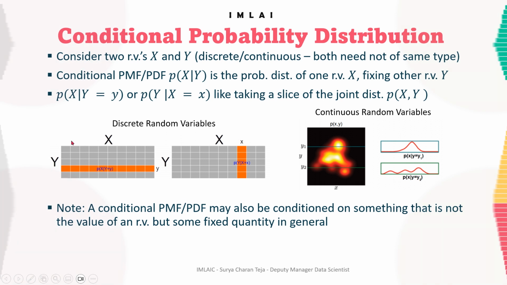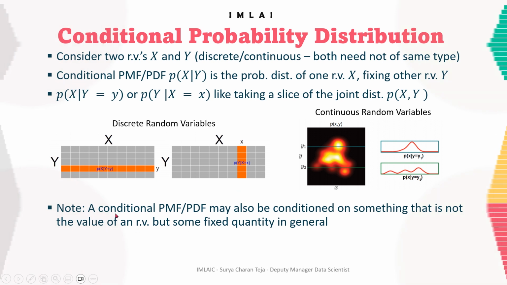Same thing here. Probability of X, small x1, small x2, small x3, small x4, small x5, small x6, small x7, small x8, small x9, given that the Y value is only this row, only this row. That's how you get the slices of the joint probability distribution. This is for the discrete random variable.